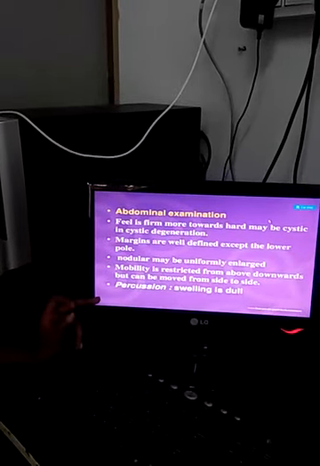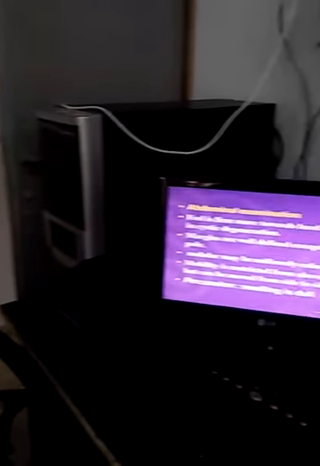Mobility is restricted from above downwards but it can be moved from side to side. What does restricted mobility mean? In uterine fibroid, the fibroid can be moved from side to side, but it is not able to move from above downward. Imagine this is the uterus, this is the cervix, this is the vagina. On per abdominal examination it can move from side to side, but it is not possible to move it above downward.